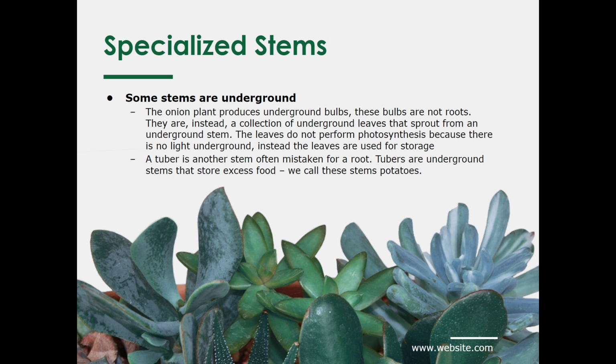And then let's also look at some of the specialized stems, like the ones underground, like in an onion plant. They would have bulbs, and the bulbs are not roots. They are actually a collection of underground leaves that sprouted from an underground stem, so they are a part of the shoot systems. Because they're underground, they can't perform photosynthesis. There's no light underground, so they're instead used for storage. Tubers, like potatoes, would be an example of an underground root or shoot system that looks like a root. And tubers are underground stems, essentially, that store excess food. The food they store tends to be in the form of starch.